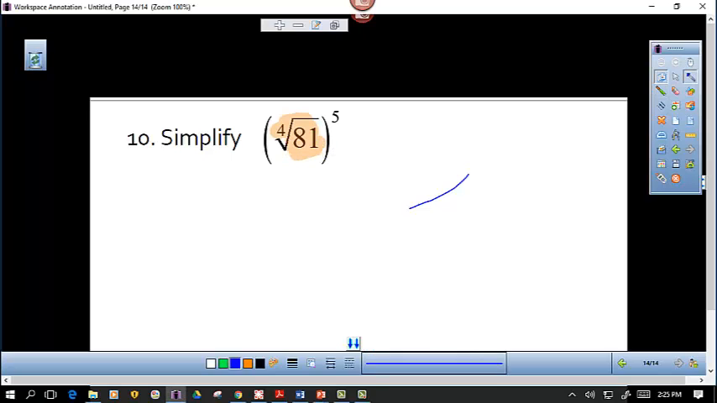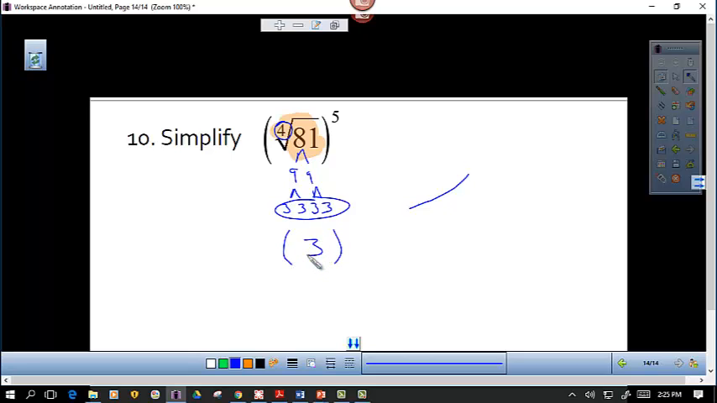And if you know your perfect fourths, you know that 81 does have a perfect 4, but I'm just going to show you as is. It breaks down into 9 and 9, 3 and 3, and 3 and 3. That is a group of 4, because that's our index. So that means this entire thing in parentheses just simplifies to 3. Don't forget your 5. This 5, bring it down. Make sure you bring it down. And then we have 3 to the 5th. So 3 to the 5th is a nice whole number of 243, which is kind of nice.